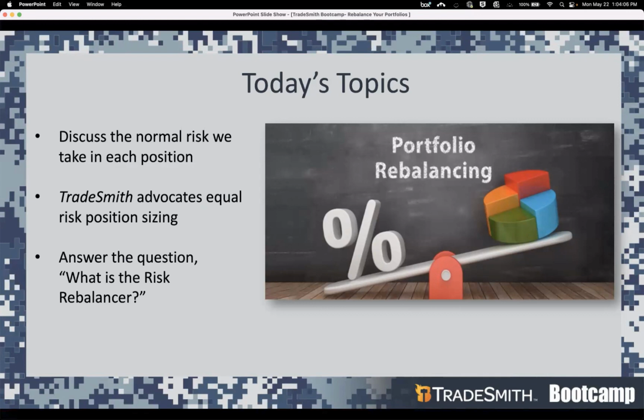So in order to understand the Risk Rebalancer tool fully, it is important to understand its primary function and why it is so crucial. We will answer the question, what is the Risk Rebalancer? And we will also discover how it guides us to put the right amount of money into each position.